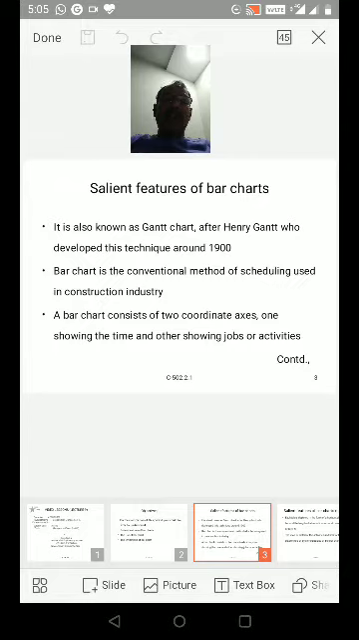It is also known as Gantt chart or Gantt bar chart. After Henry Gantt, who developed this technique around 1900, the bar chart is the conventional method of scheduling used in the construction industry. A Gantt bar chart consists of two coordinate axes, one showing the time and the other showing jobs or activities.